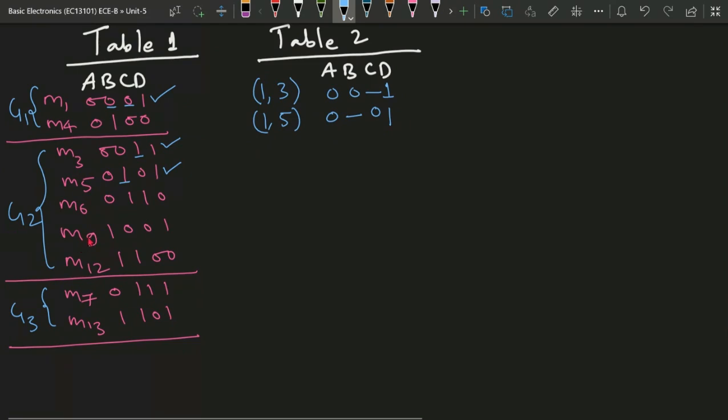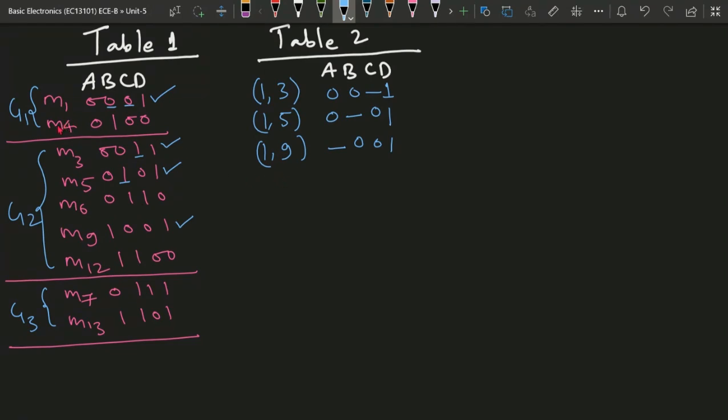M1 compared with M9, you can look, only this one bit is changing, so we will do the pairing and then tick it. So 1 will be paired with 9, and the value will be a dash because the first bit was changing, and then 0 0 1. Similarly, M1 will be compared with M12. Here more than one bit is changing, so we will not be making the grouping.